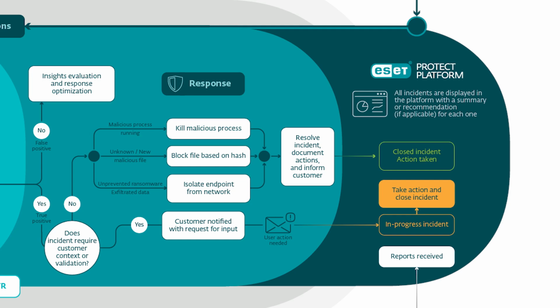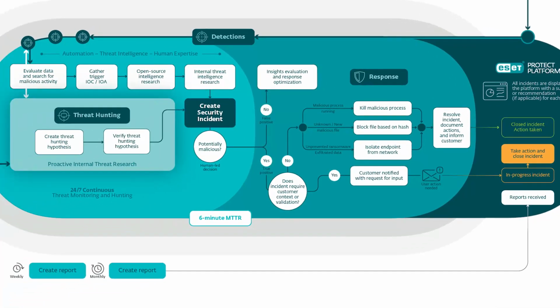How does the whole process look from the customer's perspective? All incidents are visible to the customer in the ESET Protect console. They can see all incidents and how they were resolved, including false positives. For incidents that require customer input, we mark them as waiting for user input and provide clear instructions. Notifications are sent automatically, and the customer can resolve the incident directly in the dashboard. Beyond incidents in the console, customers also receive weekly and monthly reports.